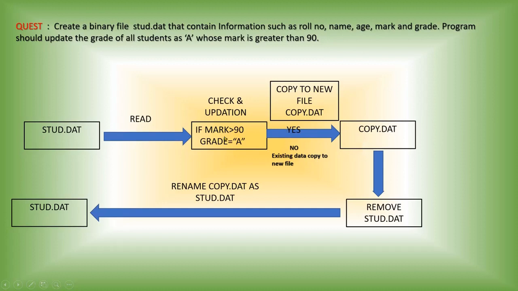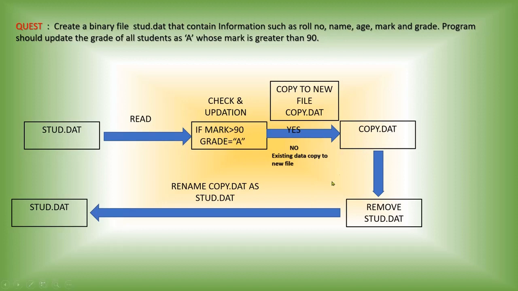So first you have to check whether the mark is greater than 90. If it is greater than 90, you change the grade, and the changed record you write into the new file copy.dat. If the mark is less than 90, the existing record you write into the new file copy.dat. So those are the two procedures: checking the condition and updating the grade if the condition is satisfied, with the updated record written into the new file; and if the condition is not satisfied, the existing record written into the new file.